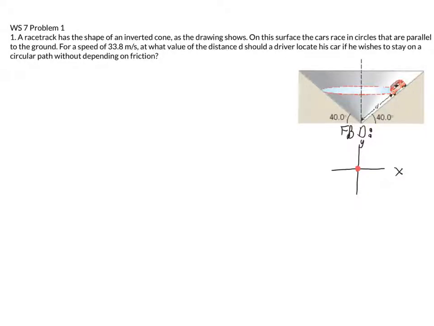Hey class, here's another video for you all. This one's actually based on one of the workshop problems. So workshop problem 1 on workshop 7 is the one shown here.